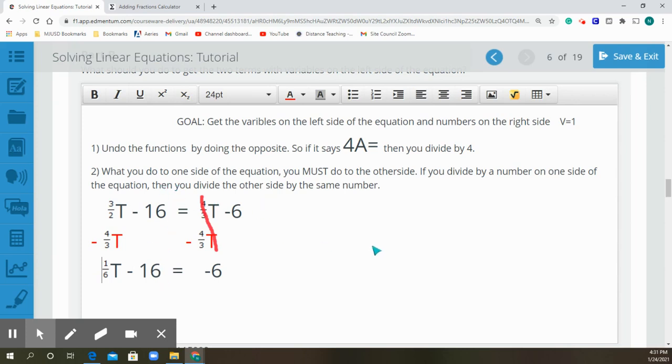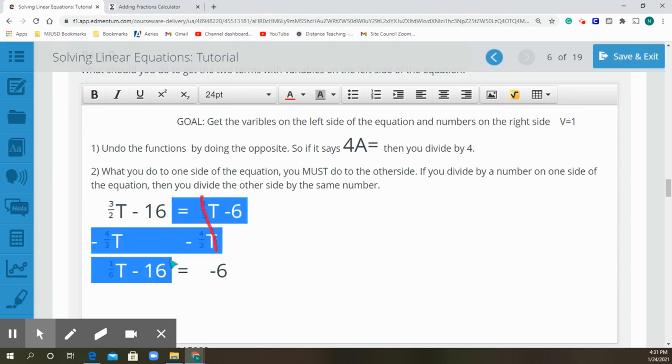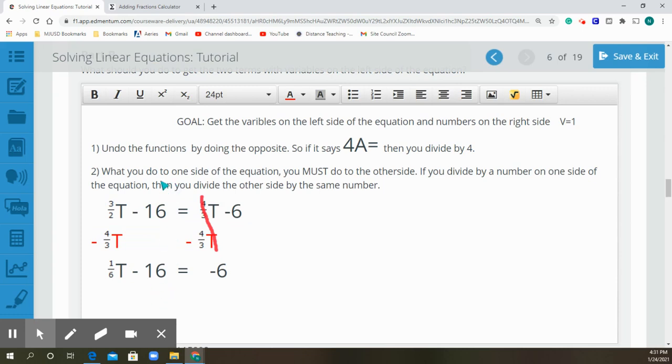So now, remember it talked about precision? That's really challenging on here, but the idea that we are keeping this stuff straight and organized is really critical. Everything should be fairly straight up and down, and that will help us in organizing our items and our thoughts here. Okay, so after subtracting, we are left with 1/6t minus 16 equals -6.